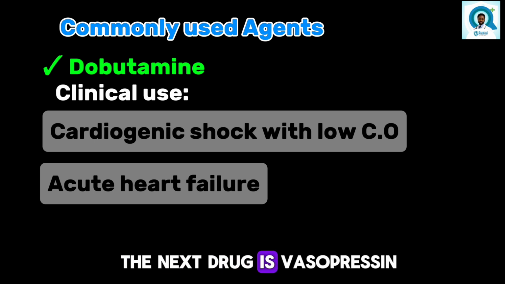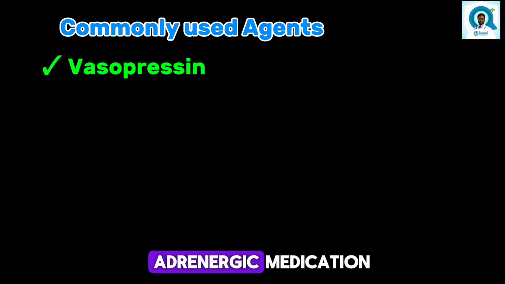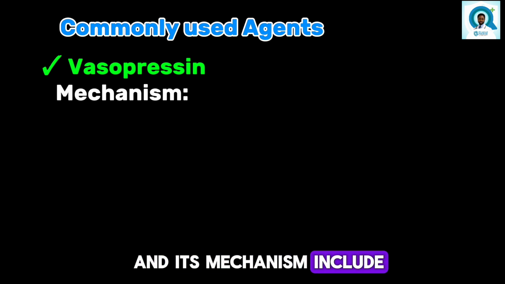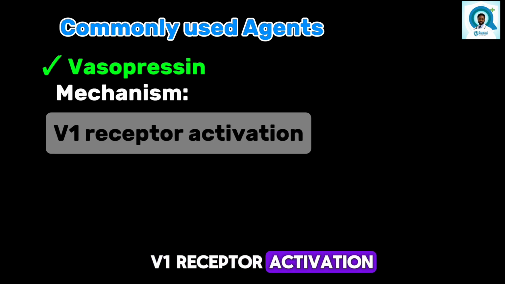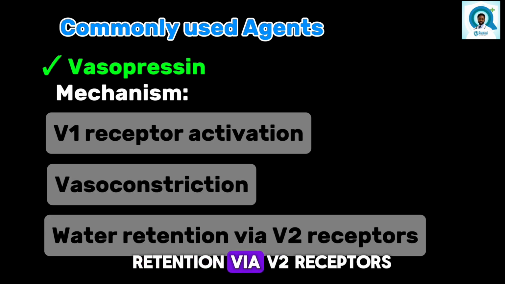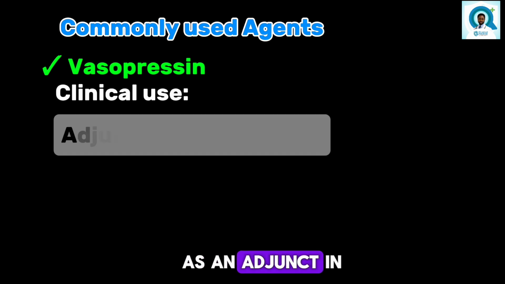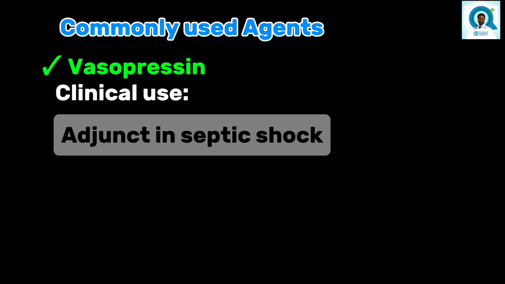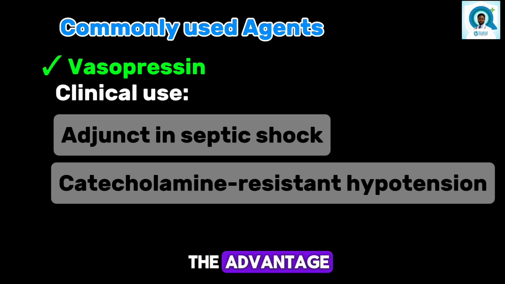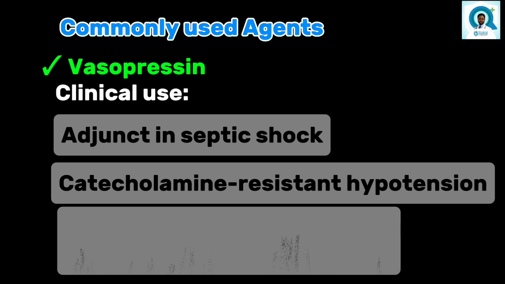The next drug is Vasopressin, which is a non-adrenergic medication. Its mechanism includes V1 receptor activation, causing vasoconstriction, as well as water retention via V2 receptors in the kidneys. Clinically, it is used as an adjunct in septic shock as well as in catecholamine-resistant hypotension. The advantage is that it works even when adrenergic receptors are downregulated.